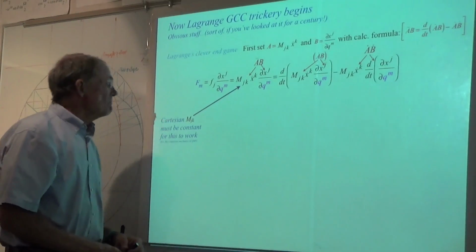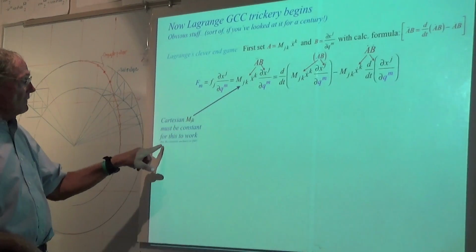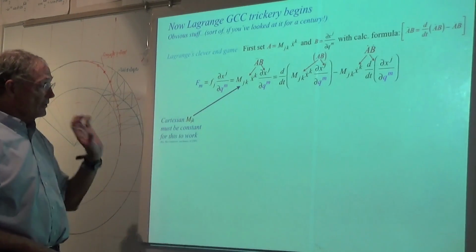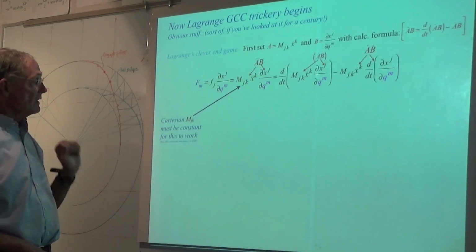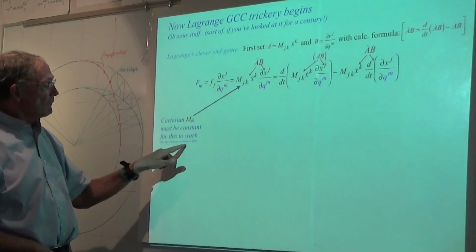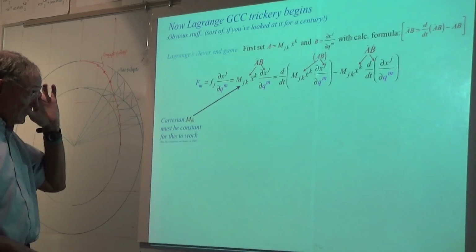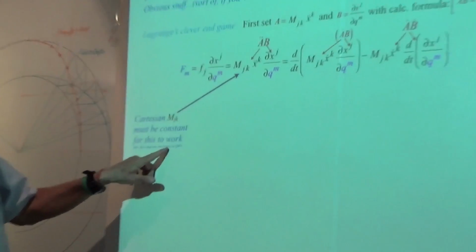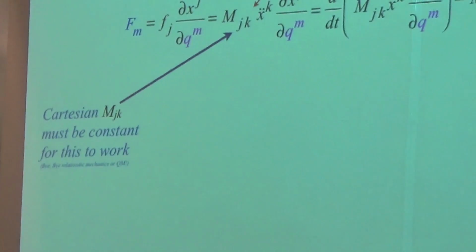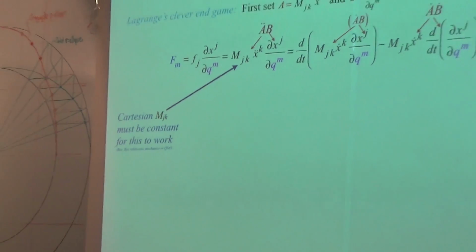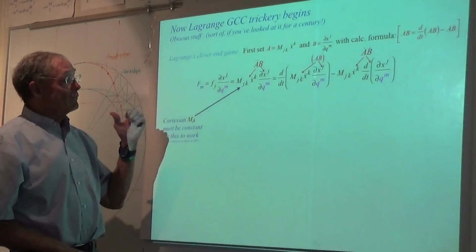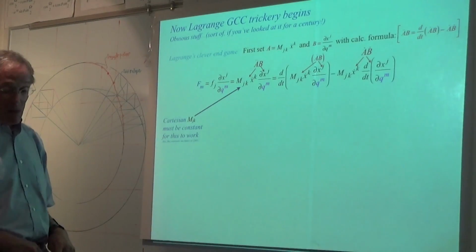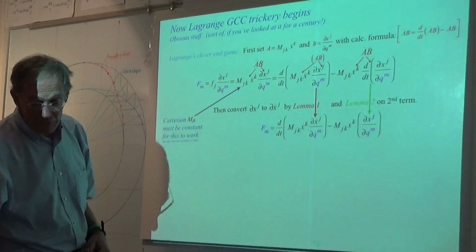Now this isn't going to work if I don't take care of that. This says the Cartesian M matrix, the mass matrix, must be a constant for this to work. Now, in little letters here that you can't read unless you get up close to the screen, I say bye-bye relativistic mechanics or quantum mechanics. Is that really true? The answer is no, if we allow all four dimensions. If we make quantum mechanics relativistic, I'm back in business. But we'll talk about that little issue later on.